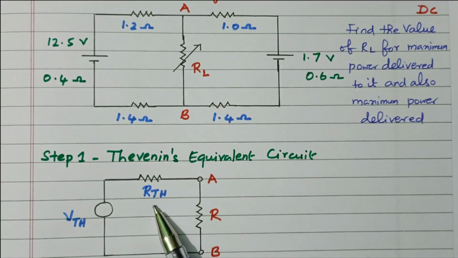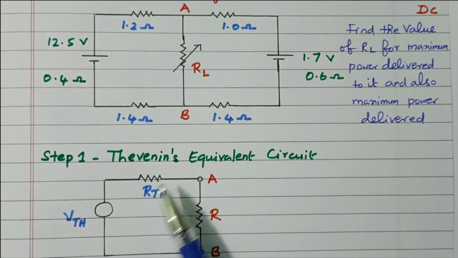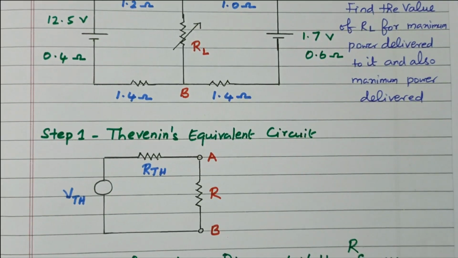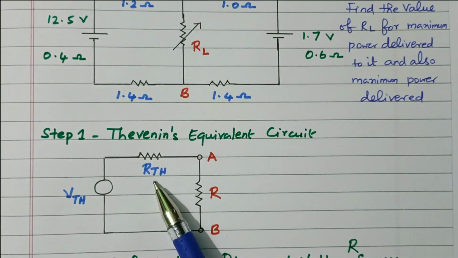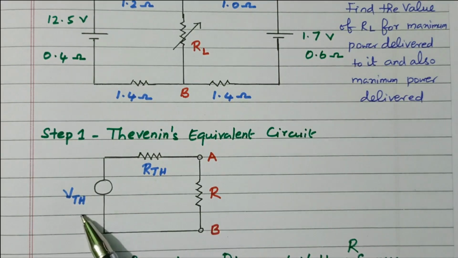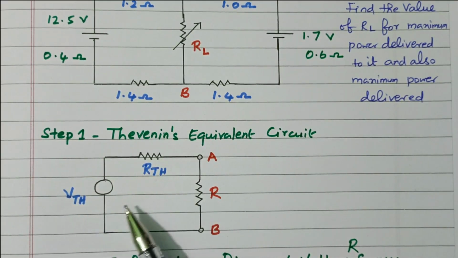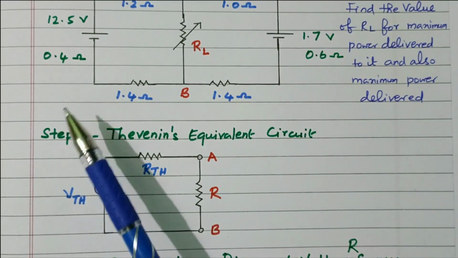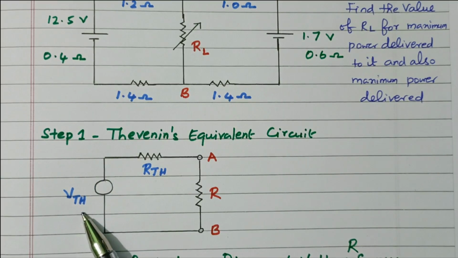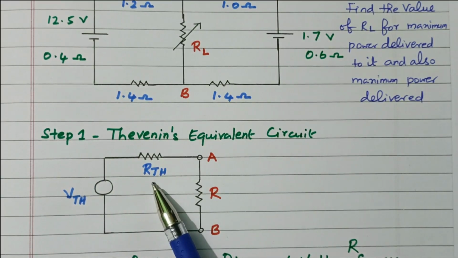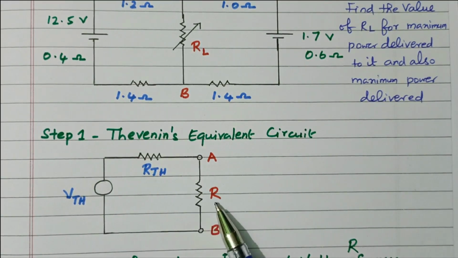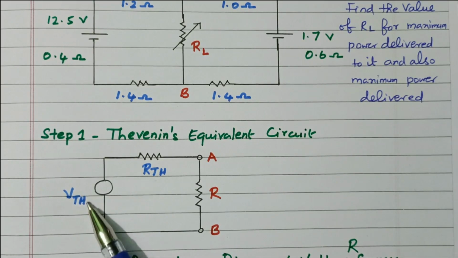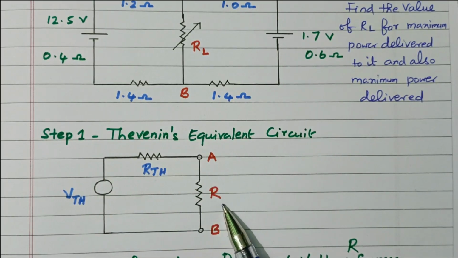This RTH is nothing but the system resistance, the internal resistance. Based on the maximum power transfer theorem, this internal resistance is equal to the load resistance. After calculating the Thevenin equivalent circuit, it will become easier. We have only one voltage source. The complicated circuit is reduced into only one voltage source and only one resistance, that is the internal resistance. Based on the statement, these two are equal, so we can get the simplified circuit and easily calculate the R value.